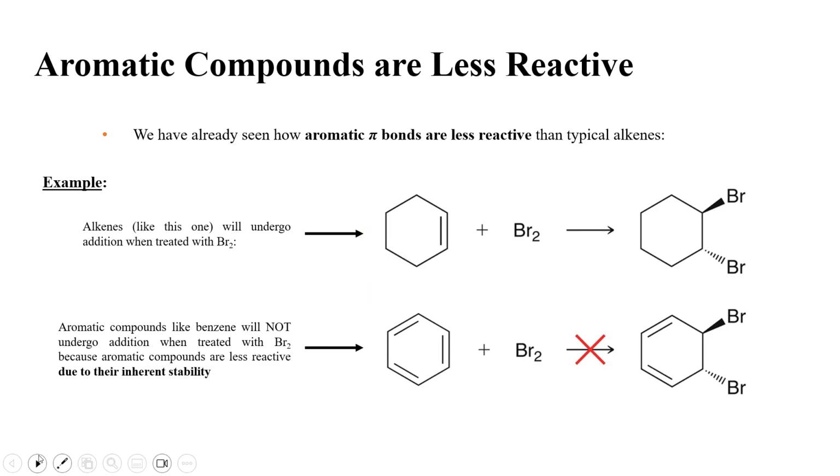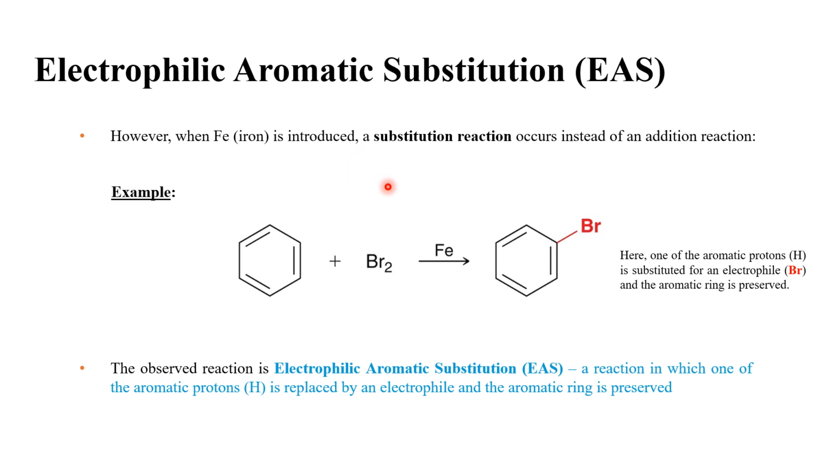So, let's go to the next slide now. If you expose an aromatic compound to Br2 with a little bit of iron, though, which is kind of weird, we haven't seen Br2 with a metal like iron. But if you introduce iron, something interesting happens where, instead of getting an addition reaction, you get a substitution reaction.